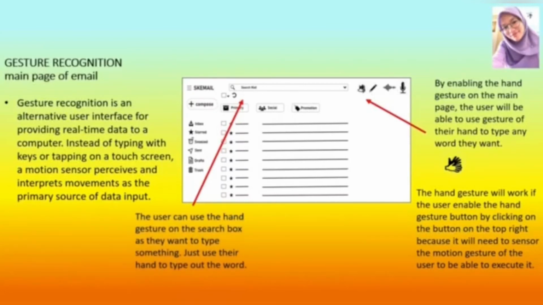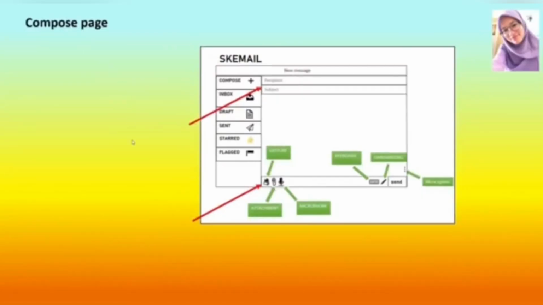The user can use the hand gesture on the search board to type out what they want to, and they just use it to type anything they want. Not only on the email page, the user also can use the hand gesture on the compose page when composing an email to another person.